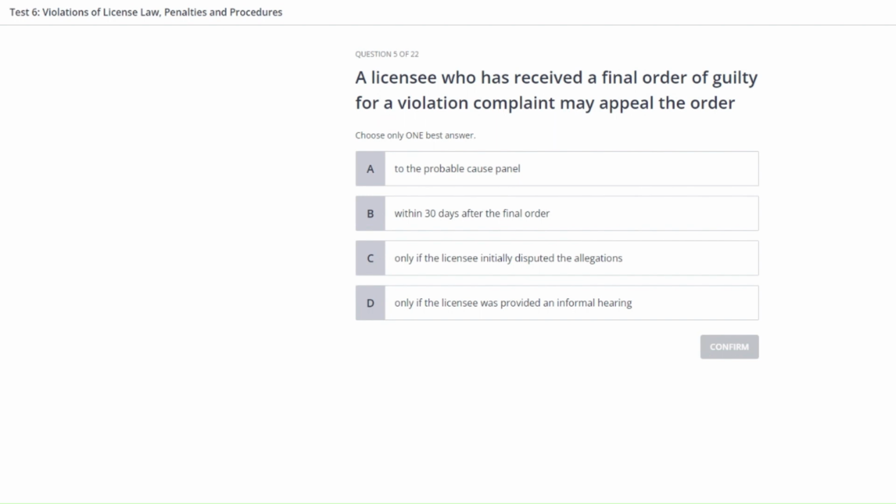Take your time to carefully consider the question. Think about what actions a licensee can take after receiving a final order of guilty for a violation complaint. When you're ready, make your selection.